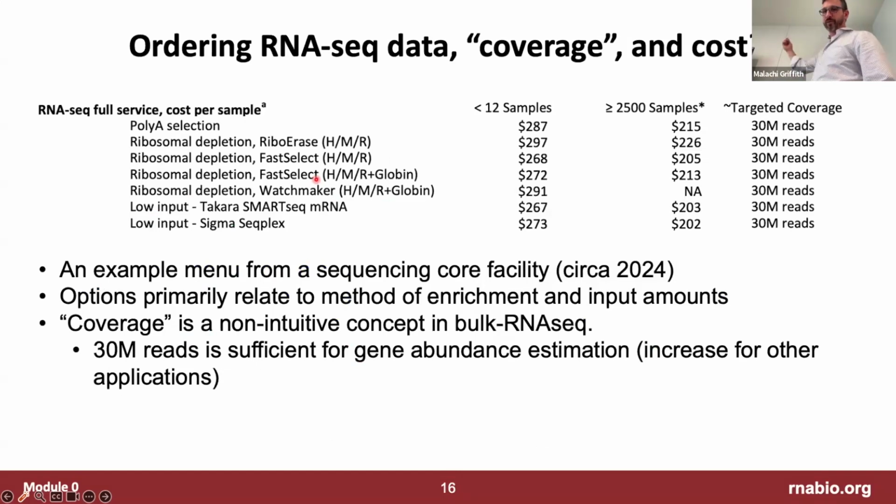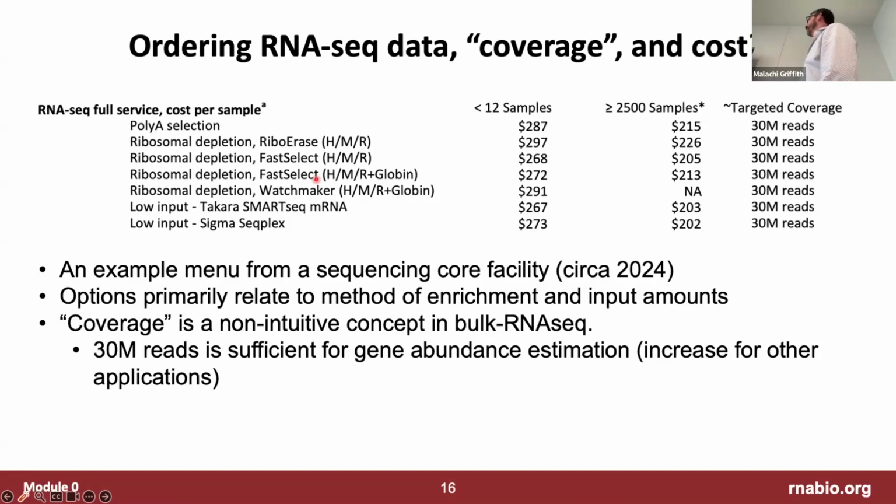This is just an example for cost, using our current core facility as an example. I apologize that these numbers are in US dollars, but they give you a general idea of the complexity. Right now, if we go to our core and say, I have 5 RNA-seq or 10 RNA-seq samples and I want to have them sequenced, this is what they'll ask us.